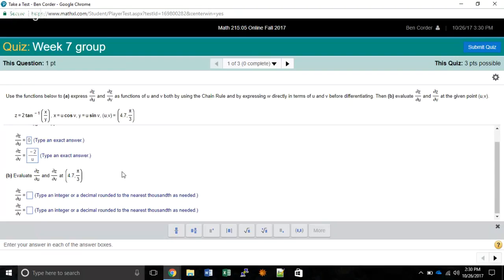All right, just making sure you got negative u sine v and u cosine v for the derivatives. Yep. Okay. I'm sorry, I'm going slow here. That's fine.